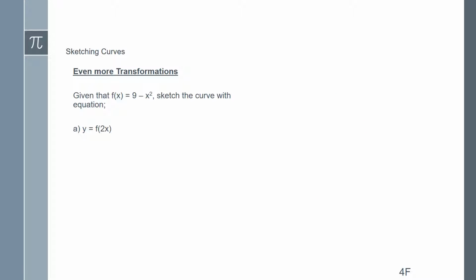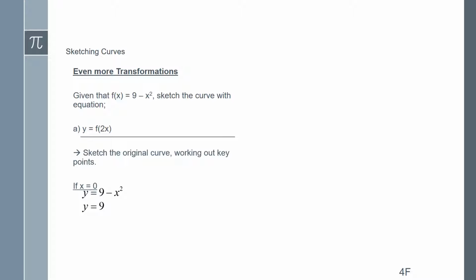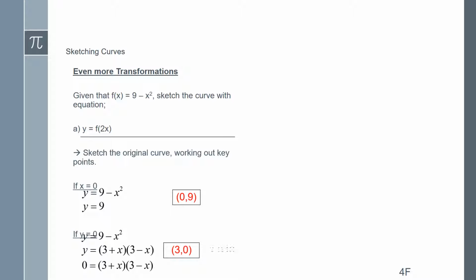So, given that f of x is 9 minus x squared, sketch f of 2x. Firstly, we sketch the original graph. If x is 0, then y is equal to 9, so that's where it crosses the y-axis. Then if y is equal to 0, then 9 minus x squared factorizes to 3 plus x, 3 minus x. So the places where it crosses the x-axis are 3, 0 and minus 3, 0.